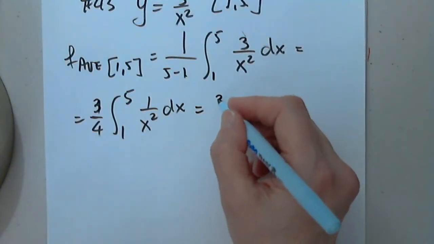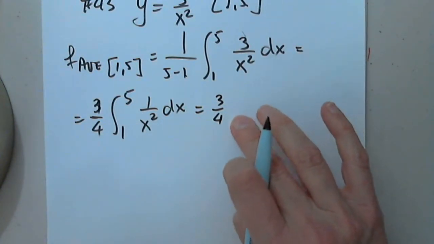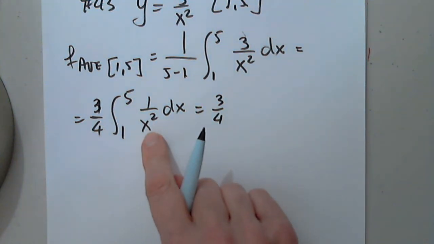And now I'm going to ask which function prime equals 1 over x squared.